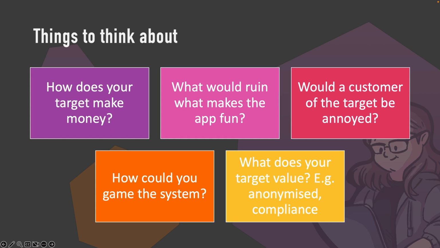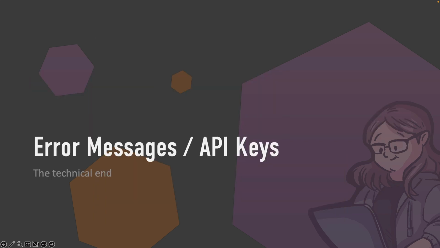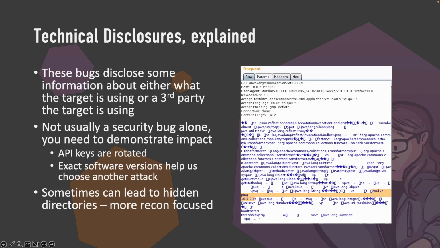So those are the more non-technical types of information disclosure, right? So let's have a look at the technical. So let's look at those error messages and API keys instead. These information disclosure bugs either disclose some information about what a target is using or what a third-party target is using. Figuring out an error message, figuring out the software running, figuring out the operating system is not a security bug alone, right? That doesn't demonstrate impact. And in bug bounty, we need to see impact.